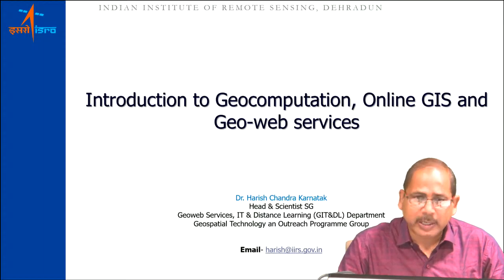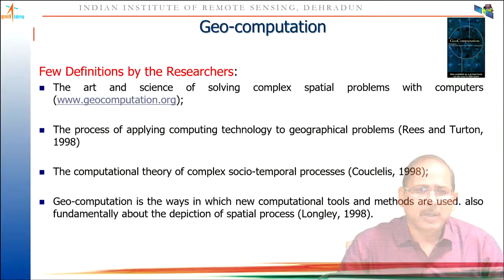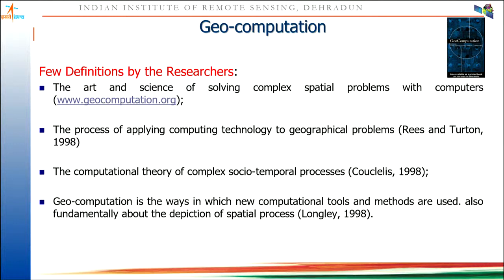Then we will see what exactly geocomputation is. If you see the definition of this term geocomputation, it is basically defined as the art and science of solving complex spatial problems with computers. When I say spatial problems, that means I am talking about location specific problems.